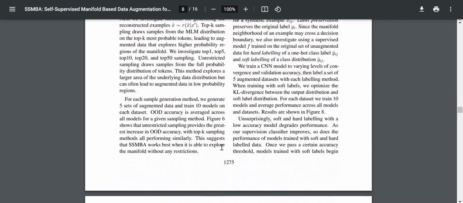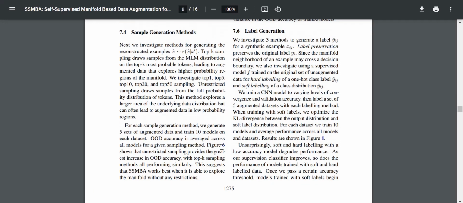For the sample generation methods, next we investigate methods for generating the reconstructed examples. Top K sampling draws samples from the MLM distribution on the top K most probable tokens, leading to augmented data that explores higher probability regions of the manifold. They investigate top 1, top 5, top 10, top 20, and top 50 sampling. Unrestricted sampling draws samples from the full probability distribution of tokens. This method explores a larger area of the underlying data distribution, but can often lead to augmented data in low probability regions. For each sample generation method, we generate 5 sets of augmented data and train 10 models on each once again. Out of domain accuracy is averaged across all models.